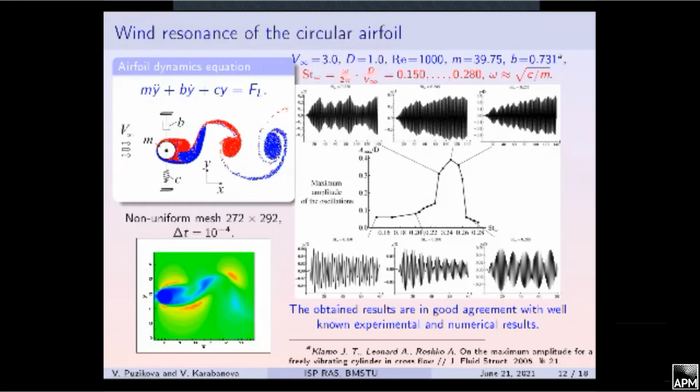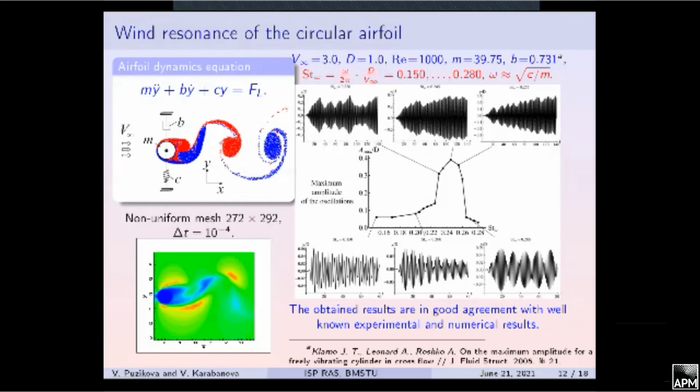Computational results are in good agreement with the previous studies. Maximum amplitude is about 40% of the airfoil diameter and occurs when the natural frequency of the system is close to the Strouhal number calculated for a fixed airfoil. Qualitative differences in the airfoil's dynamics at Strouhal numbers in the investigated region are shown here.